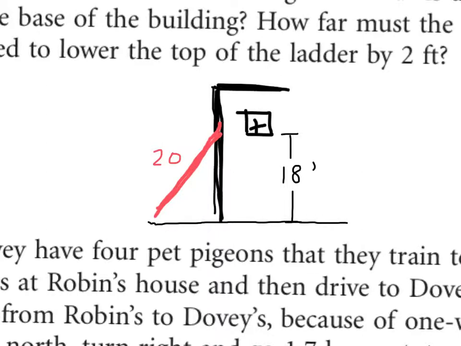So because of that, we're trying to find out what this distance is right here. The distance from the wall to the base of the ladder. Now, the ladder's probably not leaning this crazy, so this is definitely not to scale. So I just call that some variable, d for distance, x for unknown.